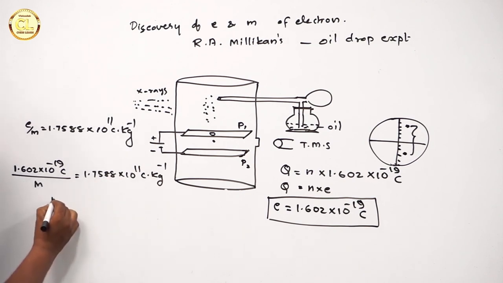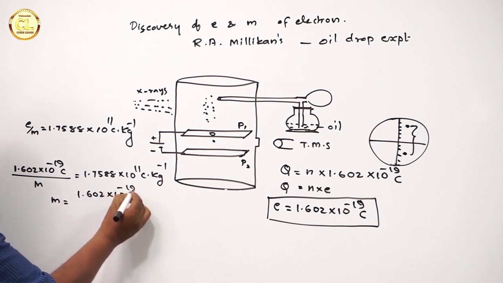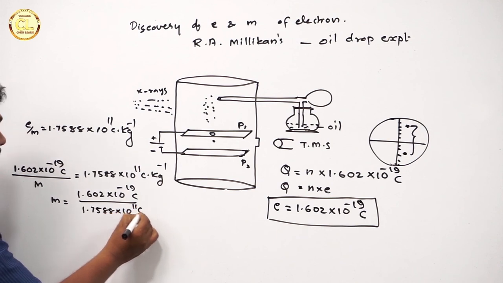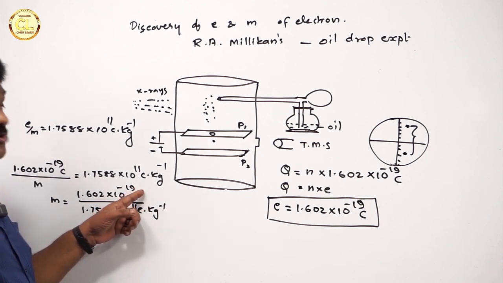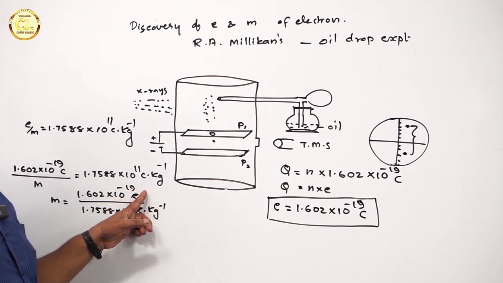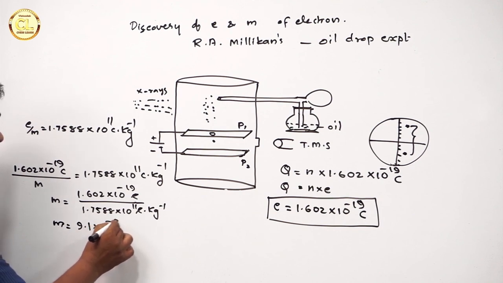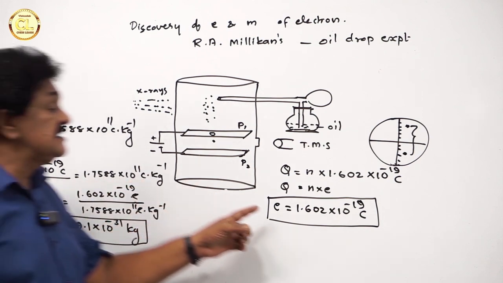Therefore, m is equal to 1.602 × 10^-19 coulombs divided by 1.7588 × 10^11 coulomb per kilogram. Coulomb gets canceled off, and kilogram inverse coming to the numerator becomes kilogram. So we get m, that is, mass of the electron, equal to 9.1 × 10^-31 kilograms. This is the mass of the electron, and this is the charge of the electron.